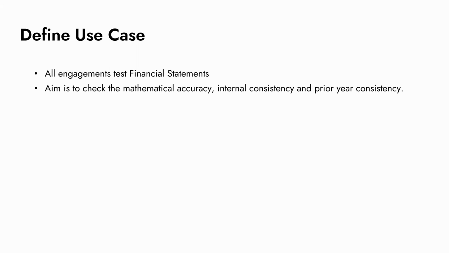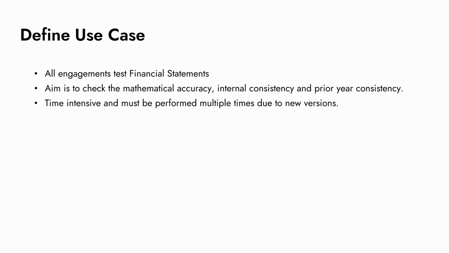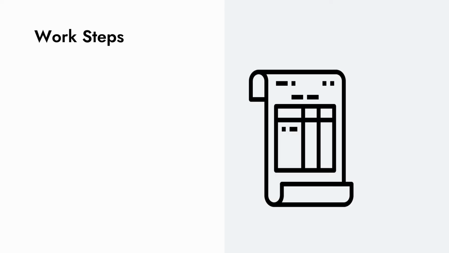To define the use case, every engagement must perform some form of procedures over the financial statements of the client. Typically, this involves checking the mathematical accuracy of casting and also making sure that numbers are consistent both throughout the document and to the prior year. These procedures can sometimes be time intensive depending on the format, and you also often have to perform it multiple times as versions change.